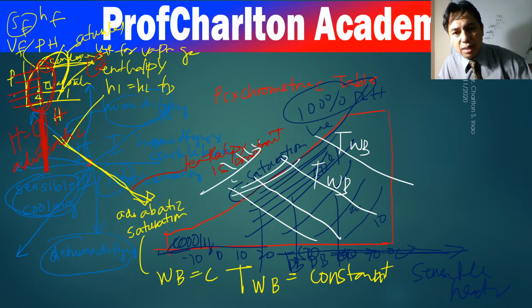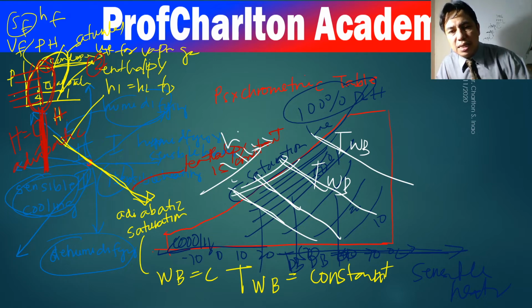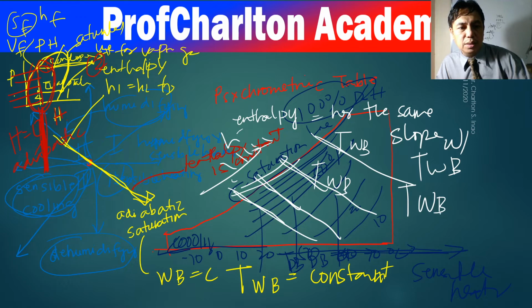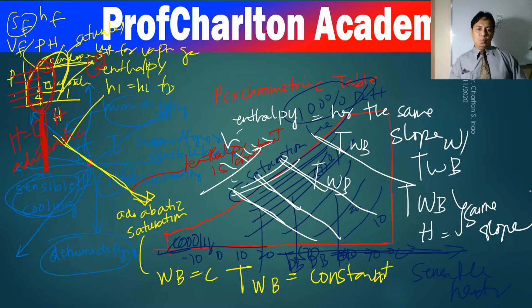And another scale here is H, or enthalpy. What I'm saying is that enthalpy has the same slope as wet bulb temperature. Wet bulb temperature, then enthalpy, same slope. Now, what else can we have from here?